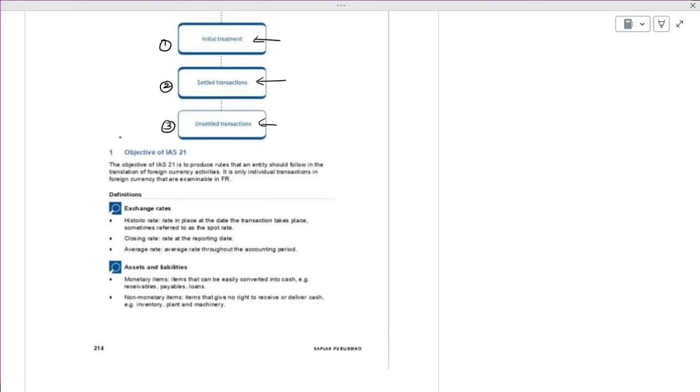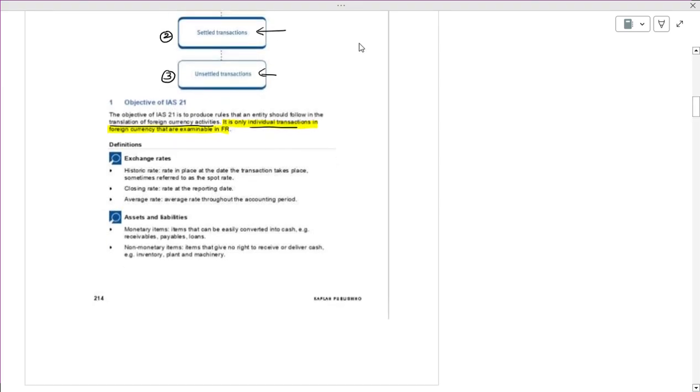The objective is to produce rules that entities should follow whenever there is a translation of foreign currency activities. See what they mentioned very clearly: it is only individual transactions in foreign currency that will be tested in the exam. They have done this in the first paragraph. They have given a clear message that only simple transactions are examined.